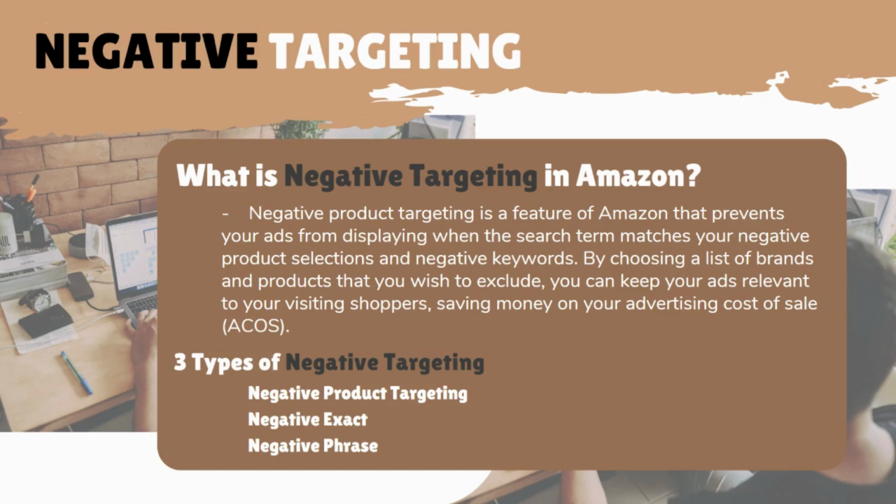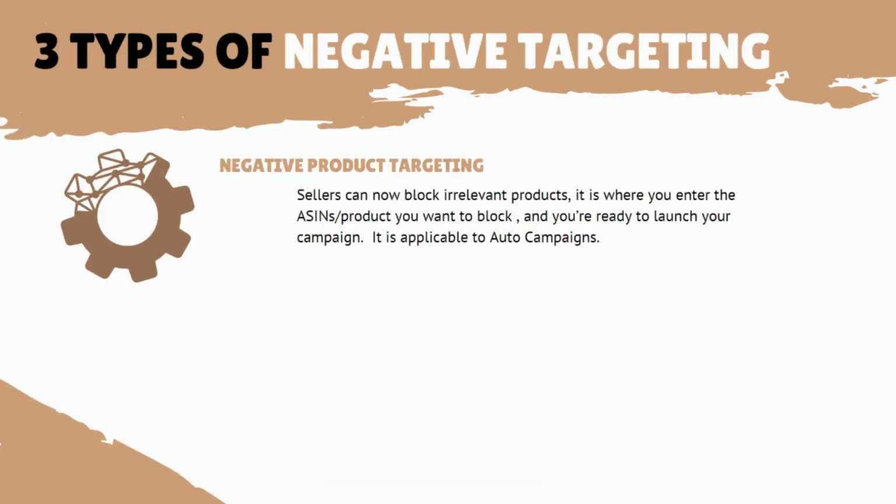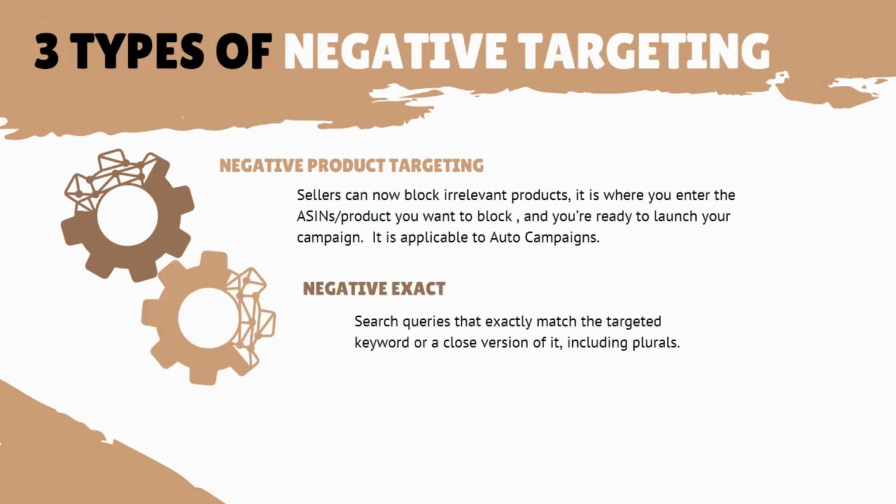Now, let's discuss the three types of negative targeting. Negative product targeting, negative exact, and the negative phrase. So first is the negative product targeting. So sellers can now block irrelevant products. It is where you enter the ASINs or the product you want to block and you're ready to launch your campaign. So it is applicable to auto campaigns.